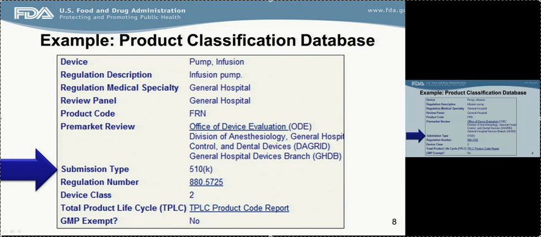This example is for an infusion pump, and as you can see, this is an output from the product classification database which lists a whole bunch of information, including that 3-letter product code FRN. And what's even more useful is that it specifically outlines the submission type on the product classification. So here, as you can see where the blue arrow is pointed, the submission type is for a 510K. So for an infusion pump, you would submit a 510K for this type of product.